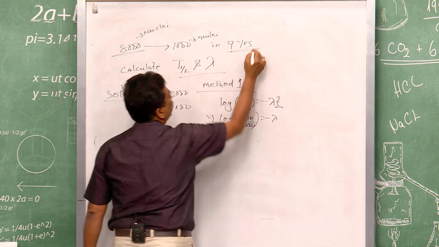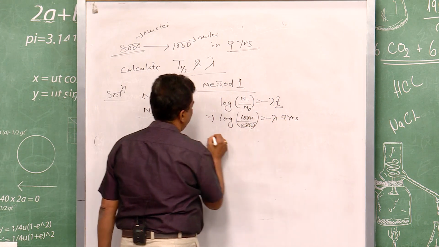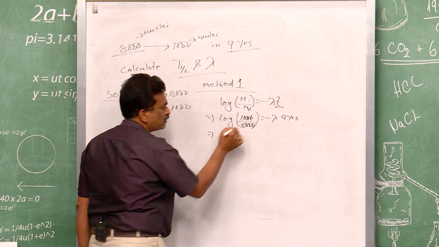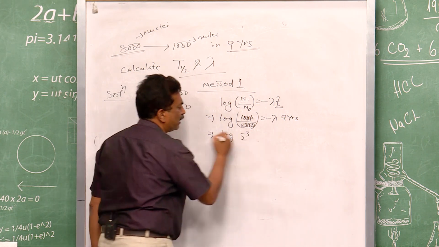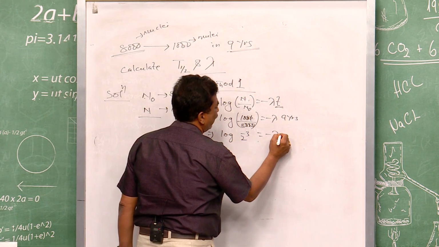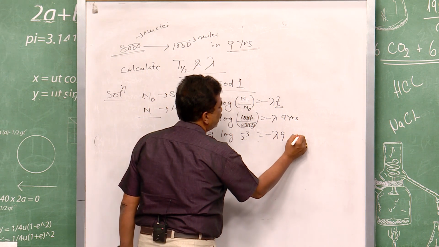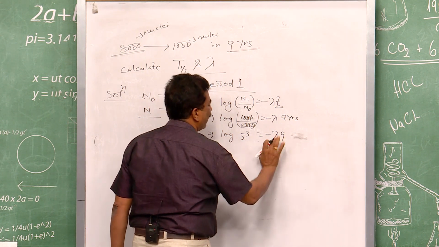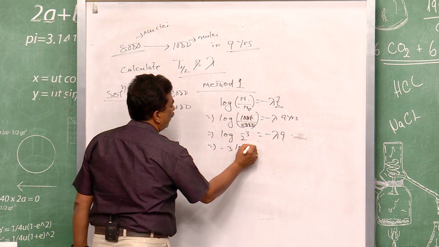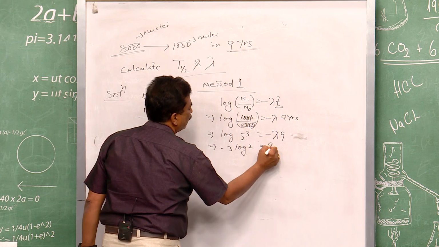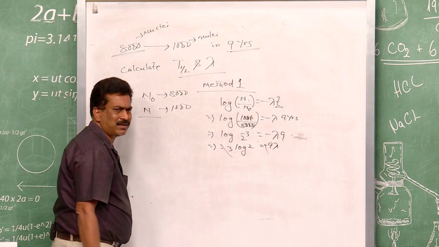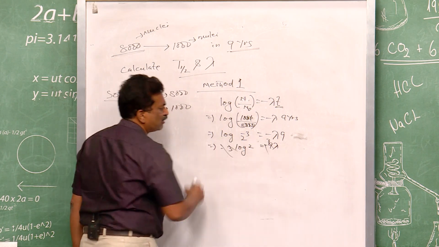T is the time, given as 9 years. So log of 1 by 8, and 1 by 8 is 2 to the power of minus 3, is equal to minus lambda times 9, where 9 is in years. So minus 3 log 2 is equal to minus 9 lambda. Now the minus signs cancel. So 3 with 9.